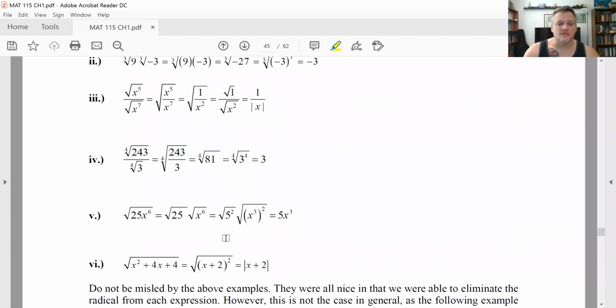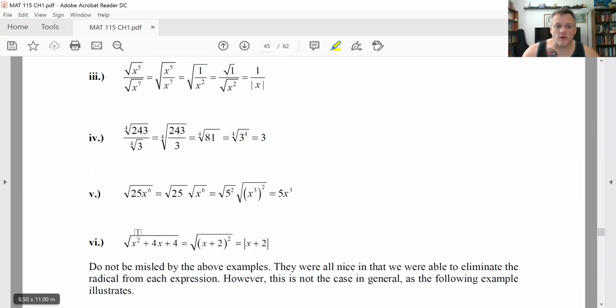All right, let me look at number 6, just because I want to make sure you realize. Here you have a square root of a sum of pieces. You cannot distribute the square root to each of those pieces independently. That's not an allowable operation. What you can do, however, is observe that the radicand can be written as x plus 2 quantity squared.